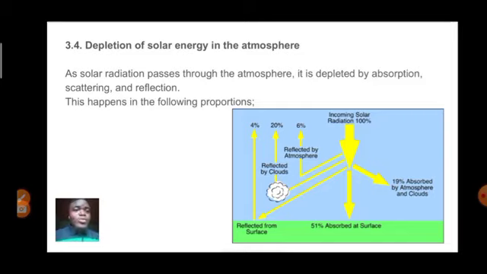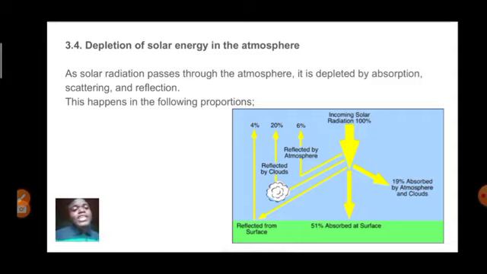But as it goes through the atmosphere, about 6% is reflected back into space or into the atmosphere, while about 20% is reflected by clouds. Then we also have about 19% which is absorbed by the atmosphere and clouds. Then 51% is absorbed at the surface of the earth. Then when it finally reaches the earth, not all is actually absorbed by the earth, because some is reflected back into the atmosphere by the surface of the earth, which is about 4%.